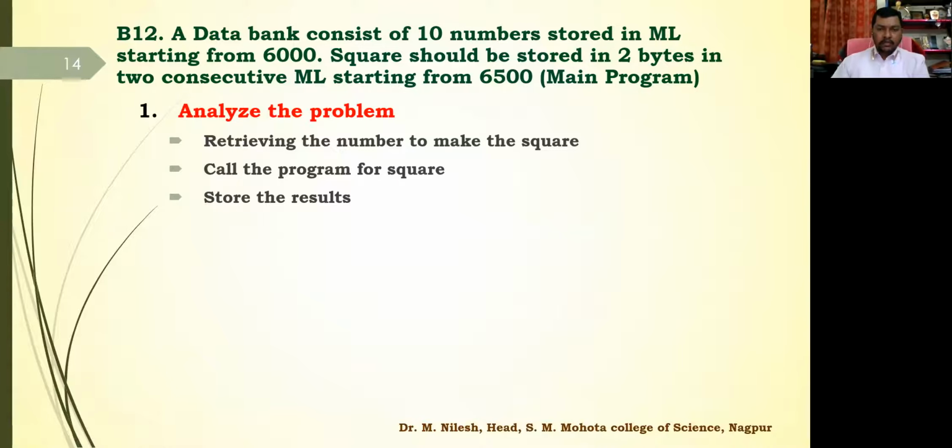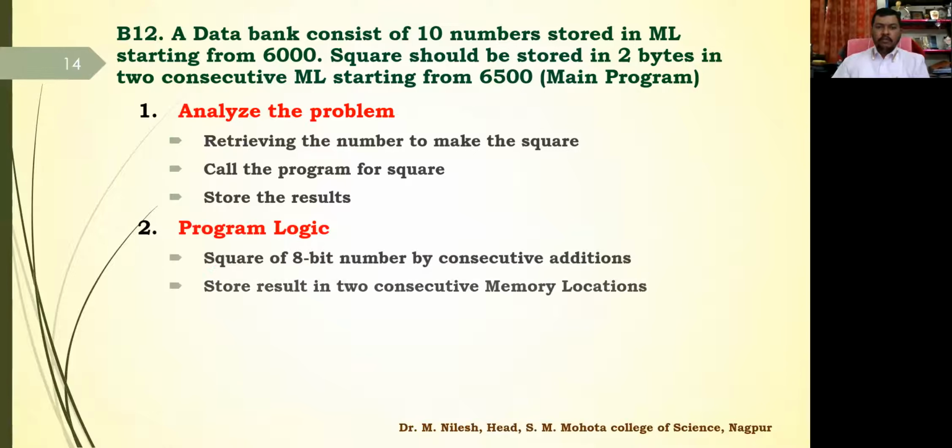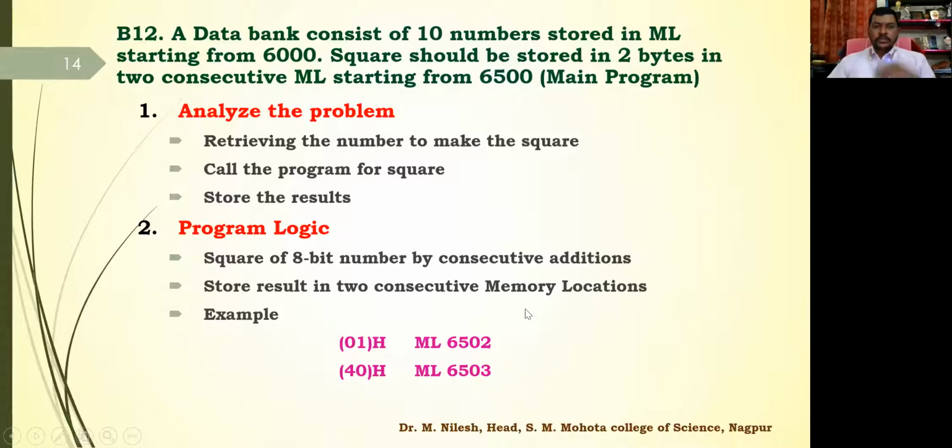Again, coming back to the main program. So this is the program logic. Square of an 8-bit number by consecutive additions is to be done and the result stored into consecutive memory locations. And then the example is like this. So we are going to store in 2. This is not the right one, but yes, we have to store like this. So this is the concept of the program.